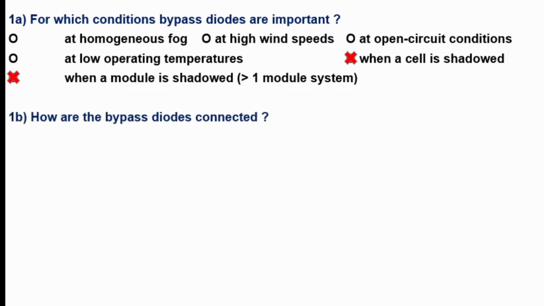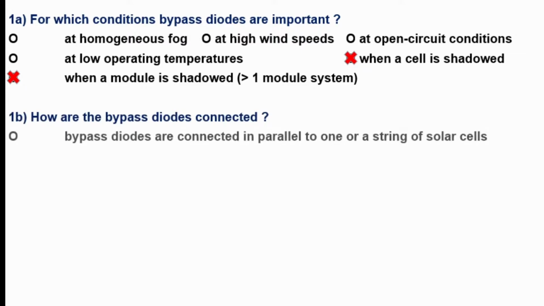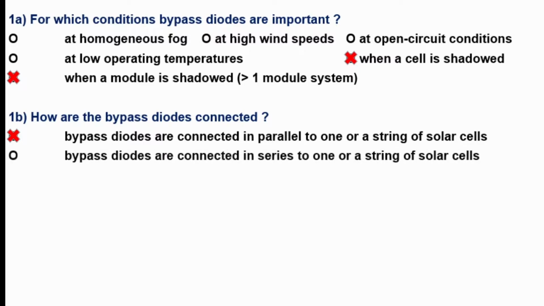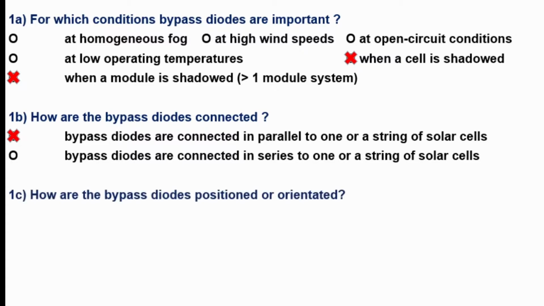How are bypass diodes connected? One option is that bypass diodes are connected in parallel to one or a string of solar cells. Is this correct? Yes, because we want to bypass a cell or a string of cells in case of shadowing of those cells. So that's correct. The next option is that bypass diodes are connected in series to one or a string of solar cells. Is that correct? No, that's not correct, so we don't cross it.